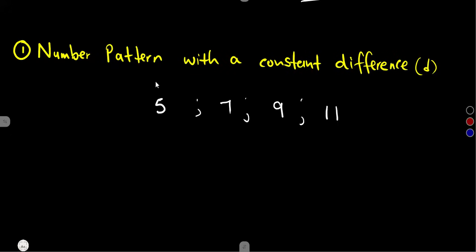So let's say we call this one T1 to represent the first term, according to the order 1, 2, 3. So this will be our second term, this will be our third term, this will be our fourth term, and so on until you get the last term. I just want you to get the idea of this type of number pattern with a constant difference. To obtain that difference, you simply subtract.